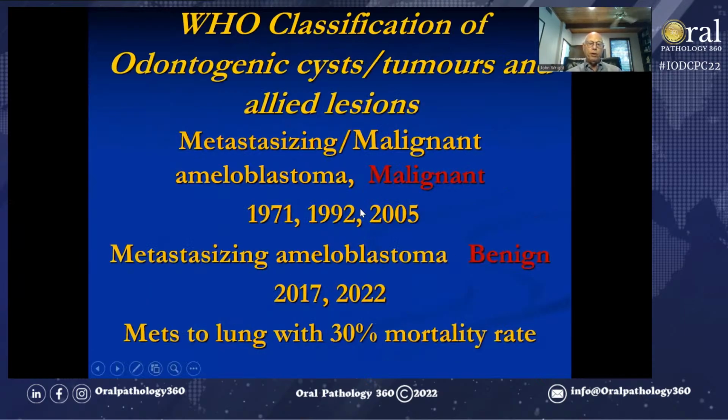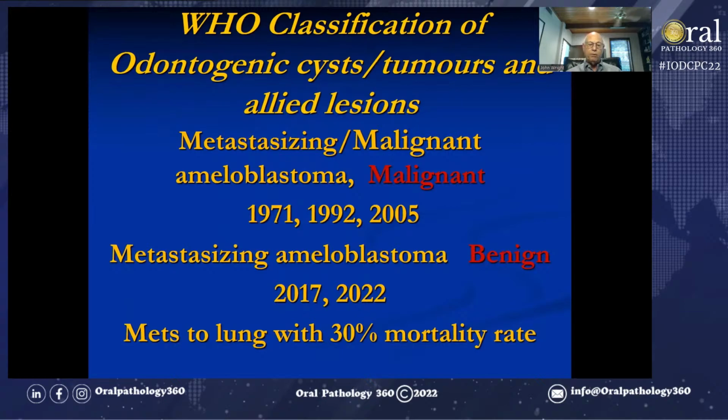In the first three iterations of the classification, there was a metastasizing / malignant ameloblastoma, and it was categorized with the malignant tumors. In 2017, the word malignant was taken out, and this tumor was put over in the benign category. I was strongly opposed to doing that. I got outvoted. It is hard for me to believe that something that frequently mets to the lung and kills a third of the patients with this tumor should be considered benign.